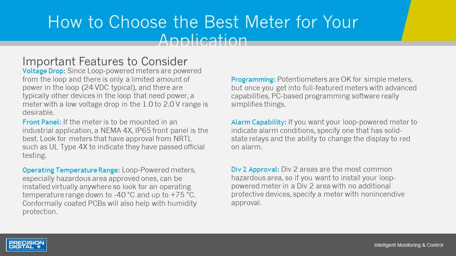However, you're also going to want to keep in mind what you need to know when you're selecting your loop-powered meters. Is the voltage drop low enough? Does it have the environmental and front field conditions I need? Is it going to be easy for me to program this device? And does it have the kinds of alarming features that I'm looking for? Now, obviously, I think in the case of Precision Digital, that's going to be yes. But when dealing with other loop-powered panel meters or devices, keep those in mind.